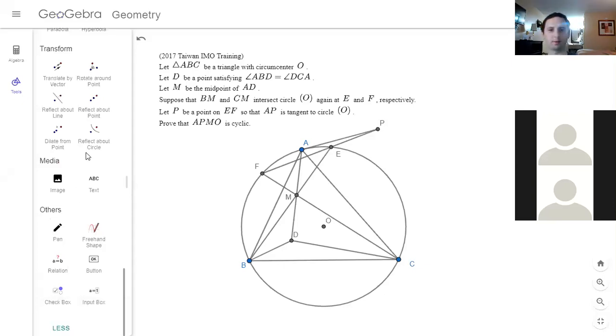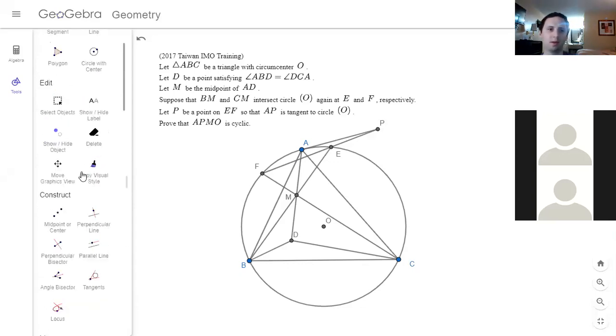So how do we show something cyclic? Power of a point, angle chase. What are all the different ways? Angle chase seems maybe a little tricky. Power of a point. Actually, inversion seems nice, because there are weird angles.